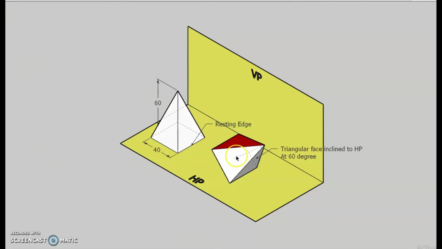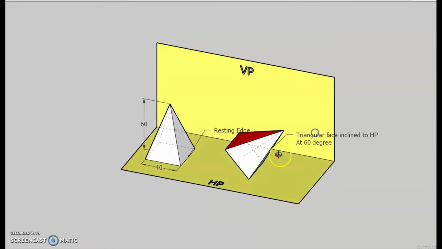Now consider such a type of square pyramid which is resting on one of its base edges on the horizontal plane. Its triangular face is inclined to HP at 60 degrees. So this is our final required condition.